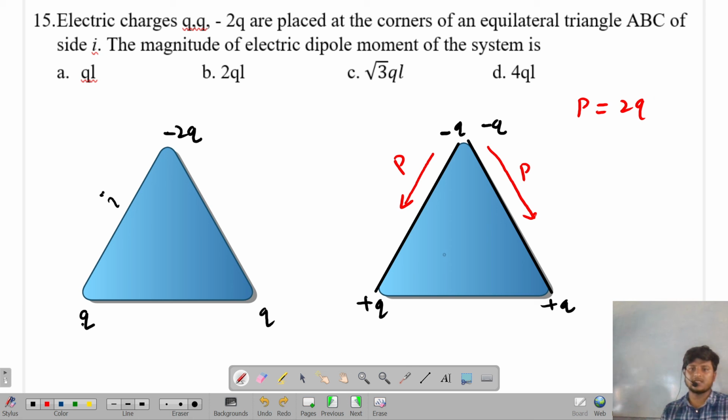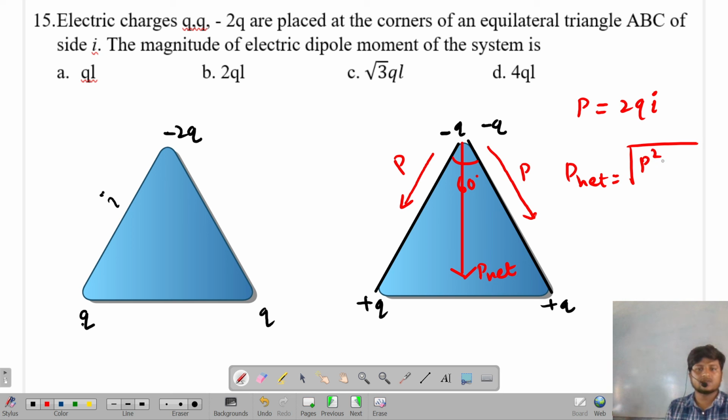What is the distance between these charges? l. Yes or no? Are these acting at angle 60 degree? So what will be the net dipole moment? Net dipole moment will be towards this side or not? What will be the formula for P net? P net is going to be equal to root over P square plus P square plus 2P square cos 60. Yes or no?